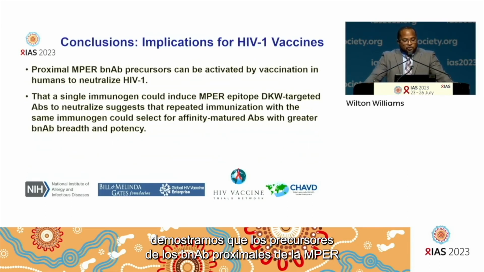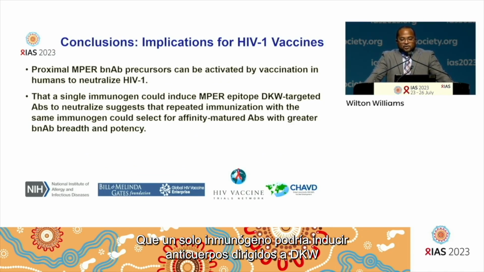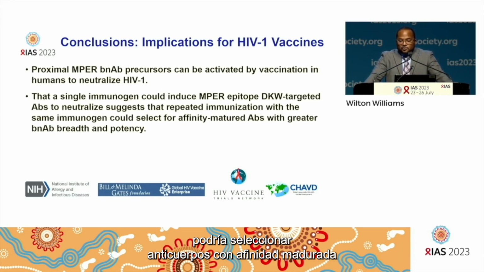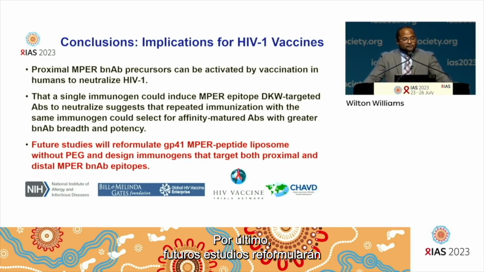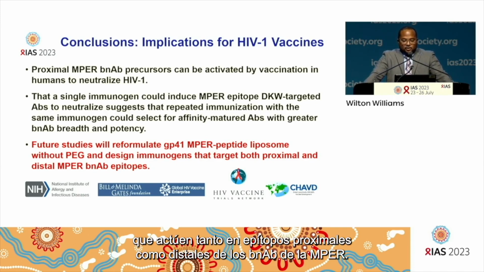So in conclusion, we've demonstrated that proximal Emperor bNAb precursors can be activated by vaccination in humans to neutralize HIV. That a single immunogen could induce Emperor epitope DKW-targeted antibodies to neutralize suggests that repeated immunization with the same immunogen could select for affinity matured antibodies with greater bNAb breadth and potency. And finally, future studies will reformulate GP41 Emperor peptide liposomes without PEG and design immunogens that target both proximal and distal Emperor bNAb epitopes.